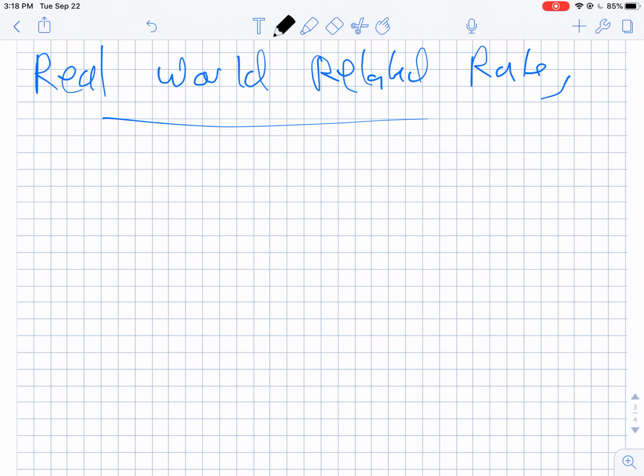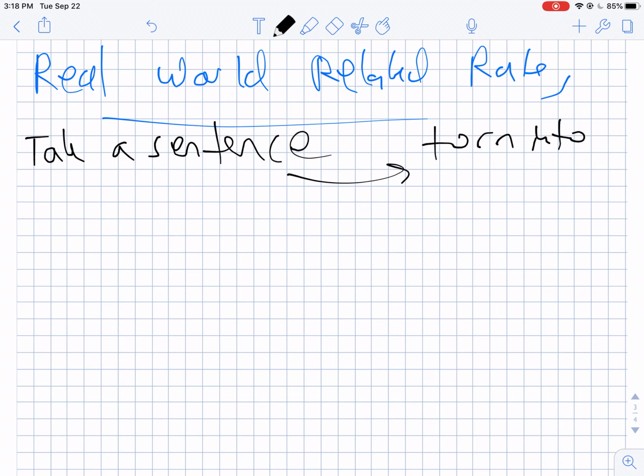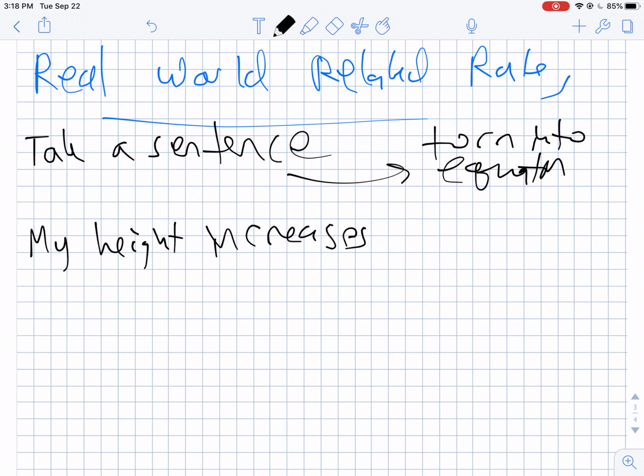Okay, calculus, let's do some real-world problems with related rates. So first off, one thing I want us to do is to be able to take a sentence and then convert that into an equation. So when we have, for example, let's look at a real situation here. My height increases at a rate of 3 inches per day.